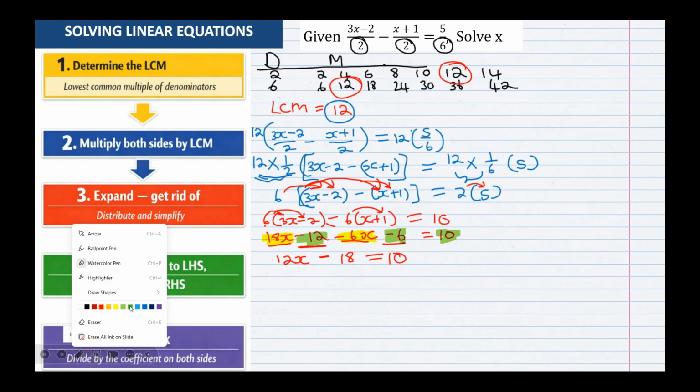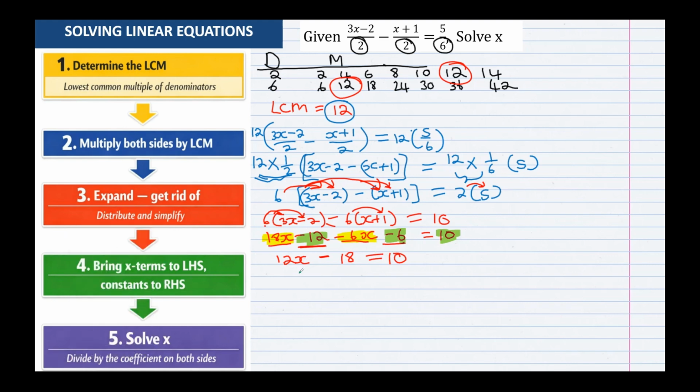So step 4 is bring x terms to the left hand side and constants to the right. So we have our x terms on the left hand side. So we need to get rid of this minus 18 here. So we're going to write 12x minus 18, and then we're going to add 18 because we are trying to get rid of this minus 18. So you're basically trying to make it 0. So you're making it 0 by adding 18. And then we say equals 10.